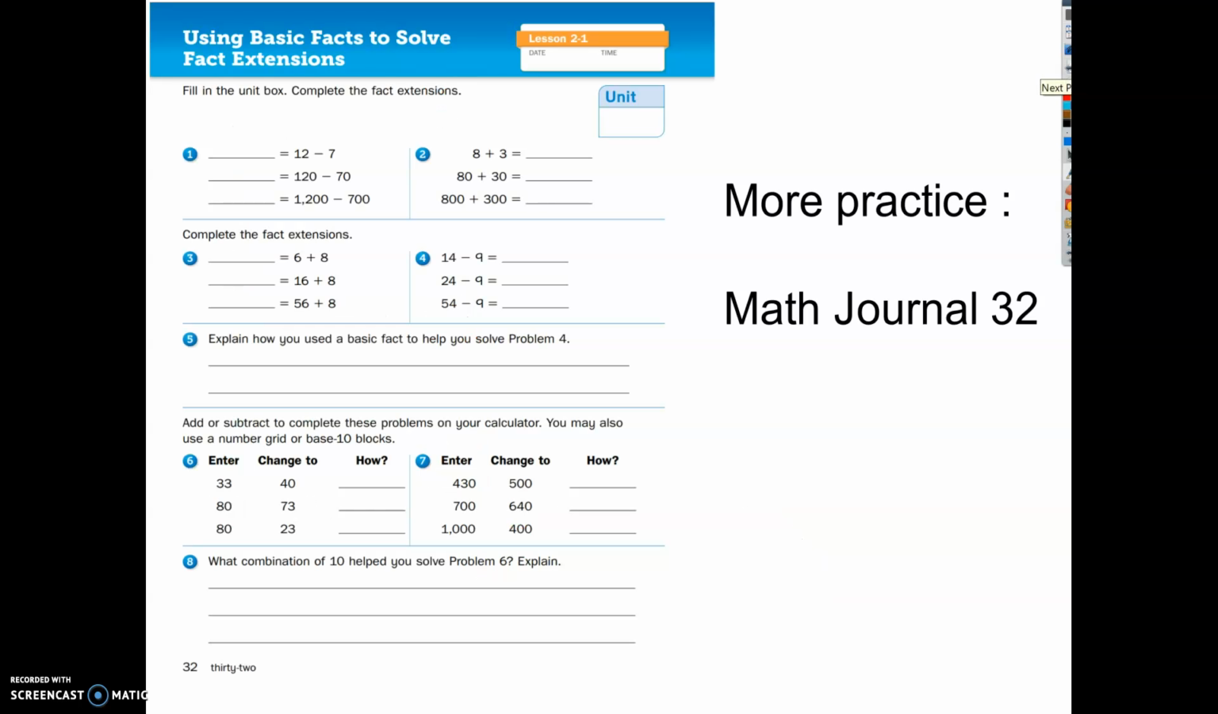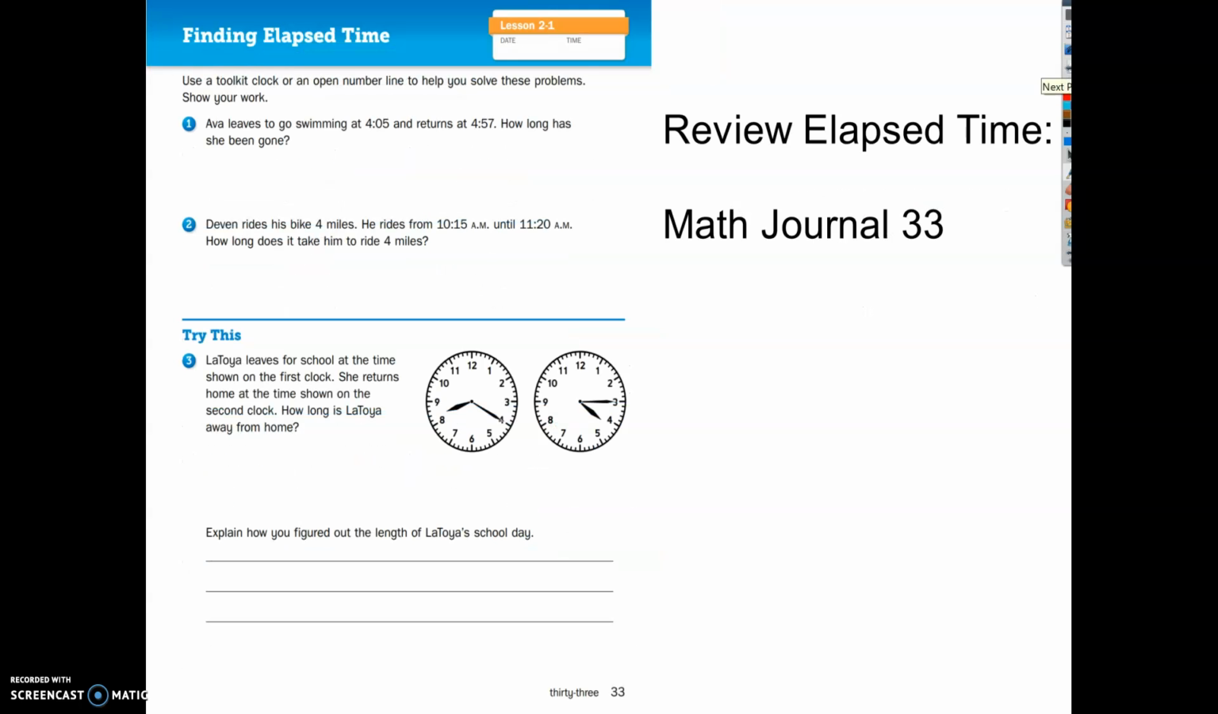So for some practice, Math Journal 32 and Math Journal 33.